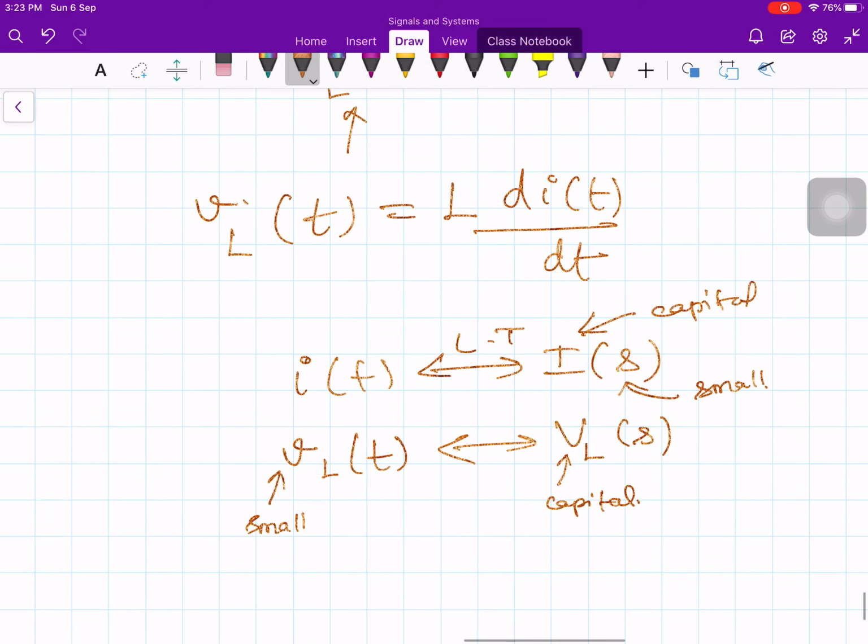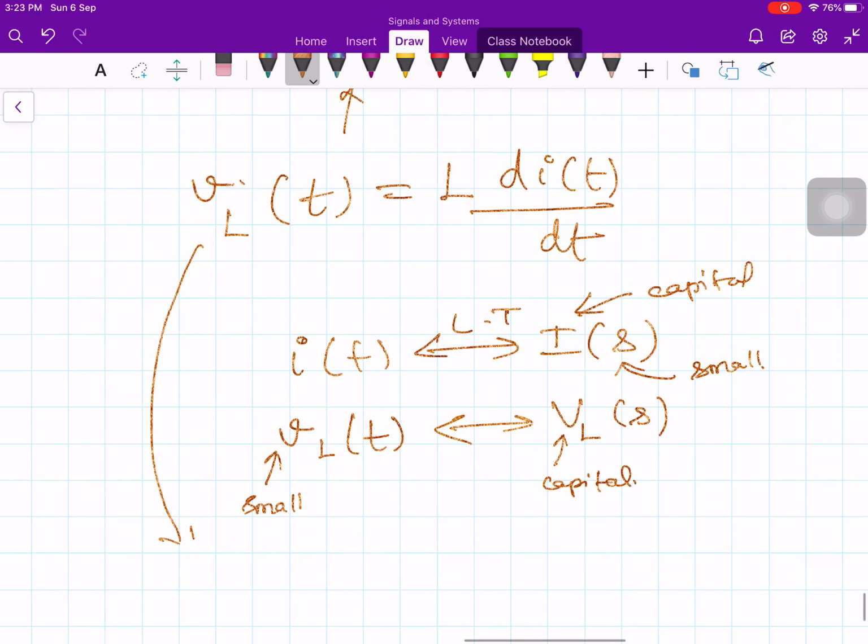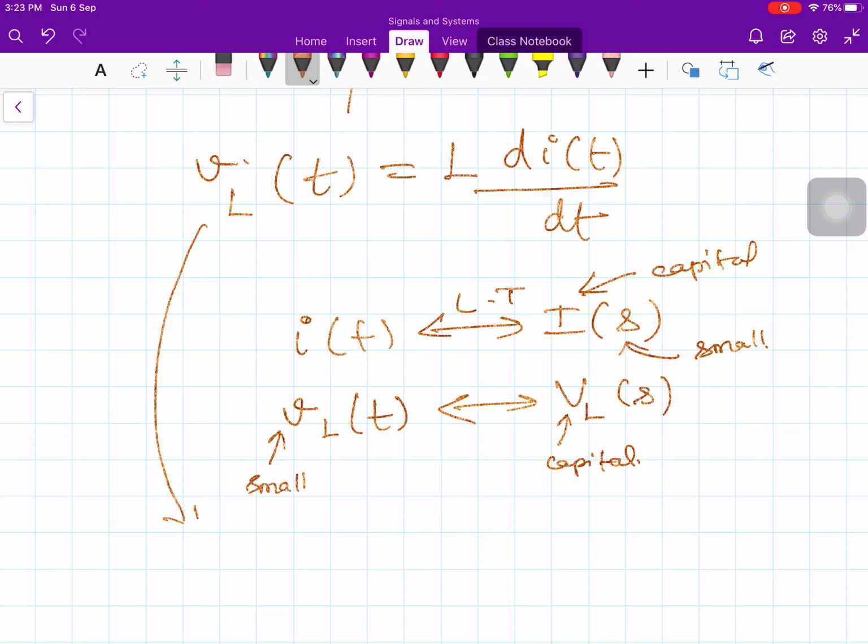Now apply the differentiation property. vL of t becomes capital V suffix L of s. In the transform domain it becomes L times what? s times I of s minus, you evaluate the current, small i of 0 minus.